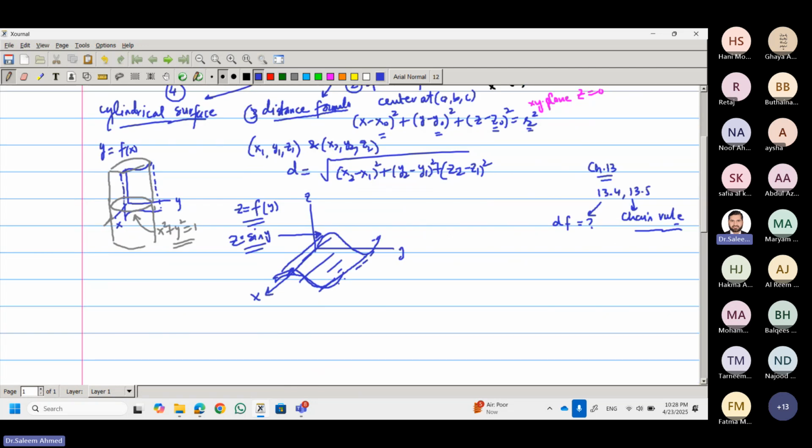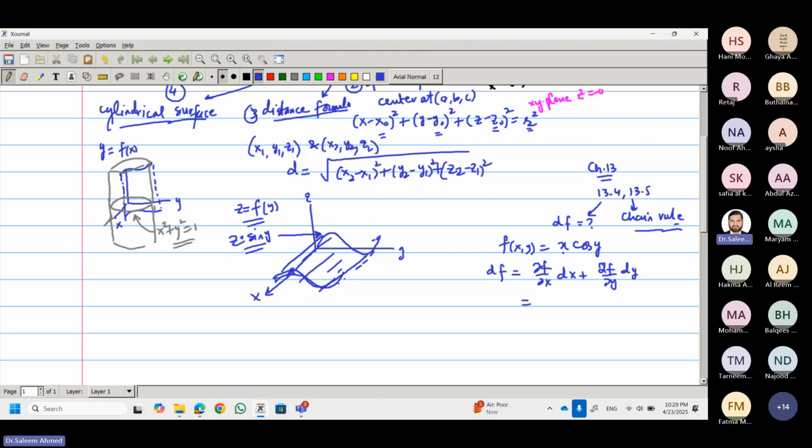For example, if I ask you, if f(x,y) is given, if I say my f(x,y) is x into cos y, let's say, then what is the differential of f? So you know that the differential is the derivative of f with respect to x with dx plus the derivative of f with respect to y with dy. So this is what you need.